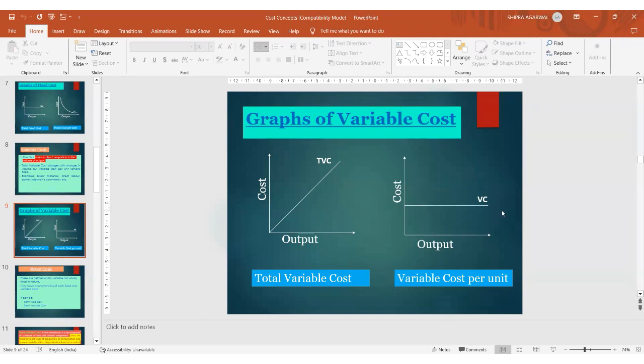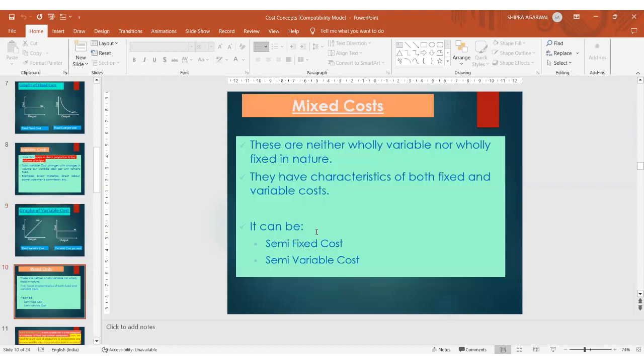10 per unit. But if I'm considering the total variable cost, in that case, it increases with increasing number of units. One unit, it is this much. Two units, this much. Three units, this much. So that means as your number of units goes on increasing, accordingly, your total variable cost also keeps on increasing. So it becomes a rising curve.